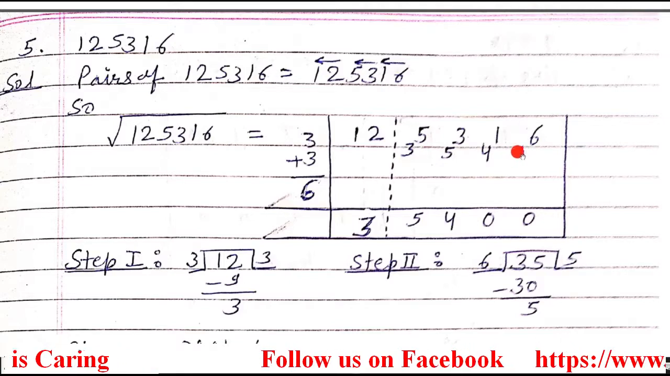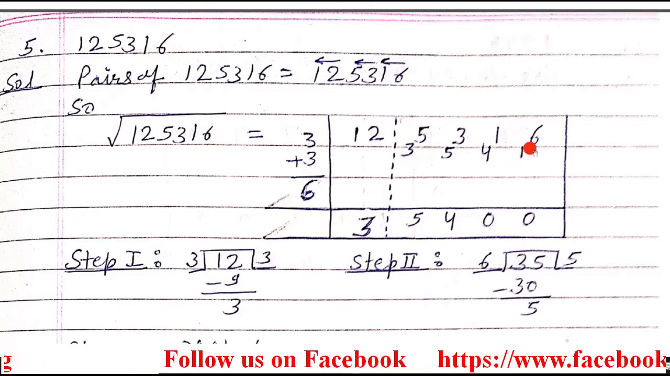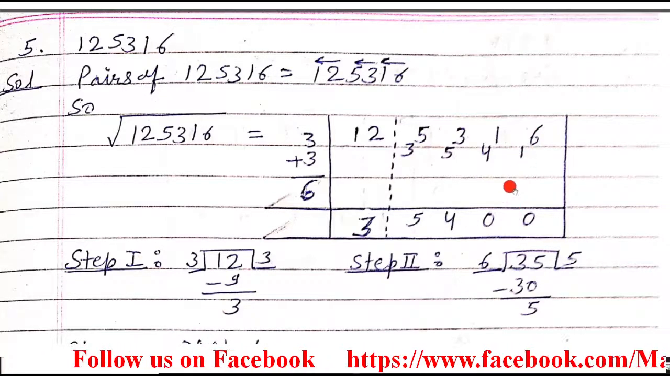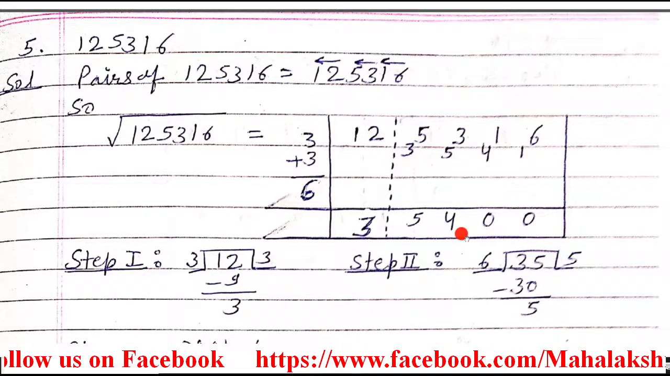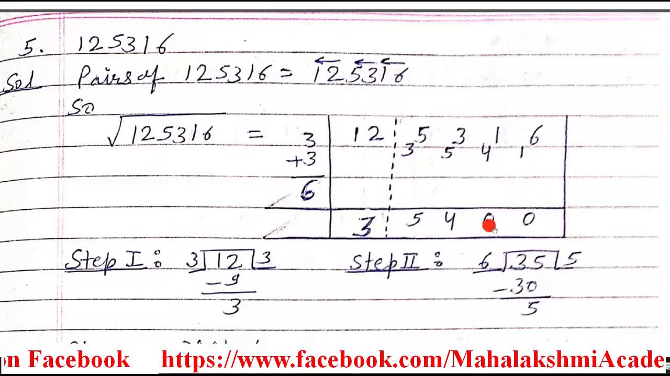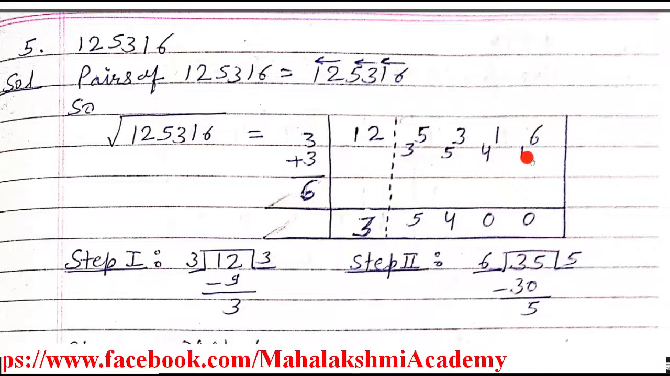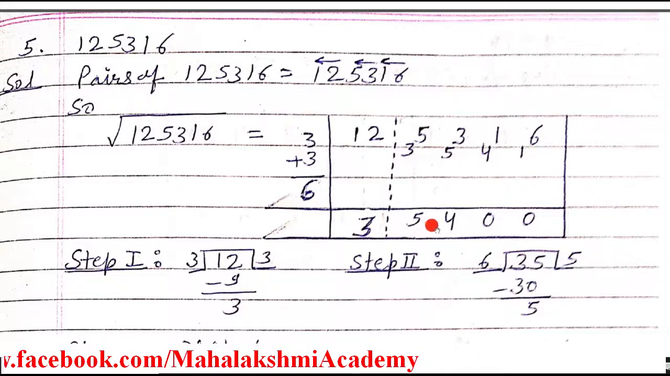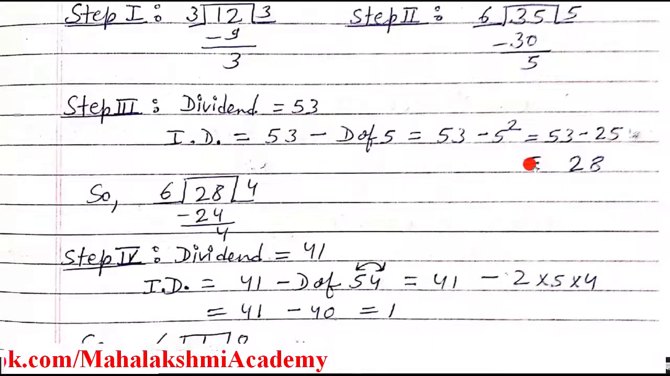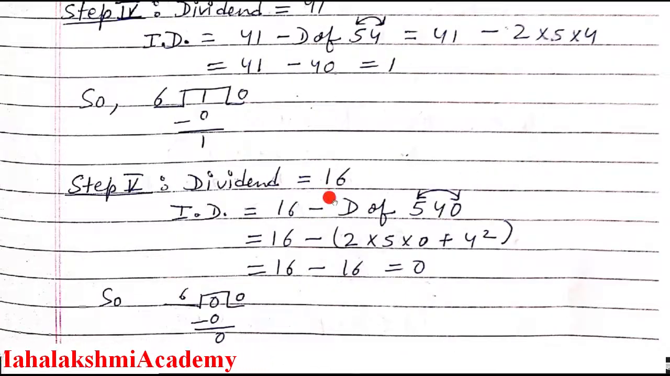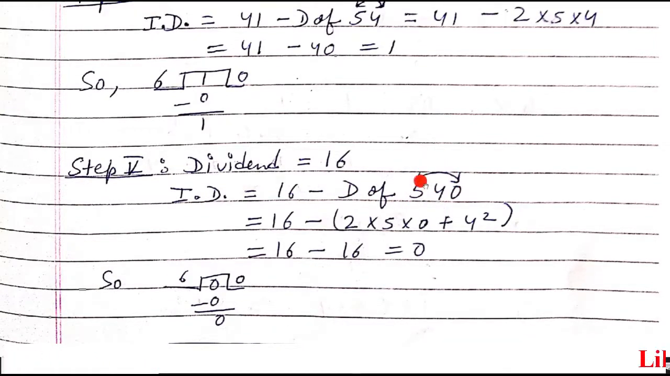Remainder moves to the next digit, that is 6. So it's 16. So before this column and after the dotted line, we have 3 digits, that is 5, 4 and 0. So to improve 16, we'll subtract the D of 540 from 16. So see the steps. Dividend is 16. So 16 minus D of 540. So make the pair. So this is the pair of 2 digit number. So pair you have to multiply by 2. So 2 into 5 into 0.